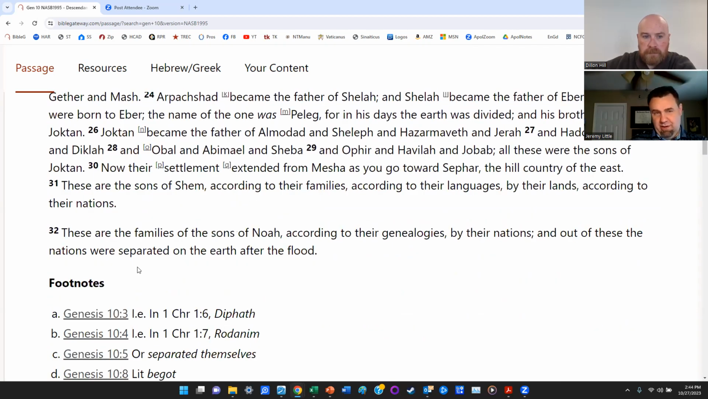And then what a nice little touch, in terms of the making of the chapters, whoever set up the chapters, this one was done pretty well, because it's got the bookends. These are the families of Noah, according to their genealogies, by their nations, and out of these, the nations were separated on the earth after the flood.